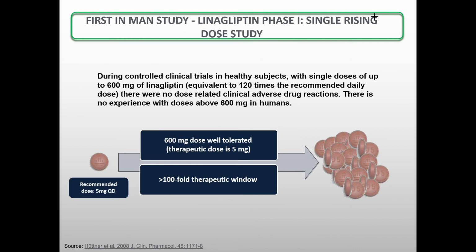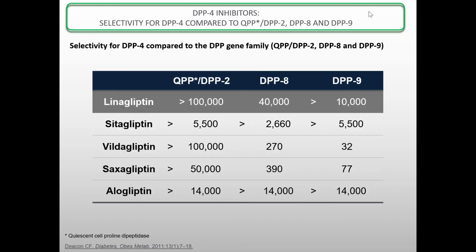Now, this is another important slide. It has been seen in clinical trials in healthy subjects that a single dose of linagliptin up to 600 mg can be given without any adverse drug reaction. So 600 mg of linagliptin can be given without any adverse drug reaction, but the therapeutic dose is only 5 mg. So the maximum tolerated dose of linagliptin is 600 mg, but the therapeutic dose is 5 mg.